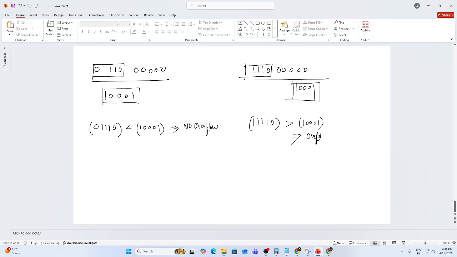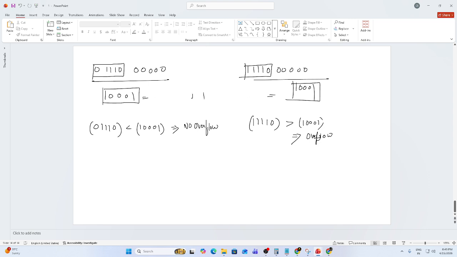Overflow. But in reality, how do we do this comparison in hardware? The better way to do the comparison is by 2's complement addition, right? So I need to subtract this by this. To subtract, I need to take the 2's complement of this and add. What is the 2's complement of this number?